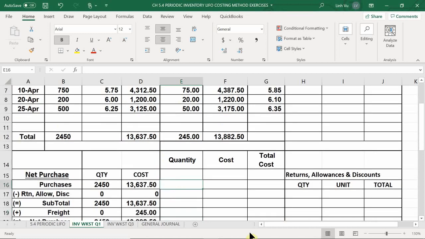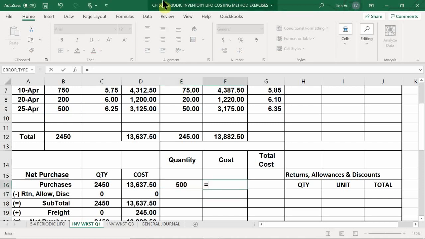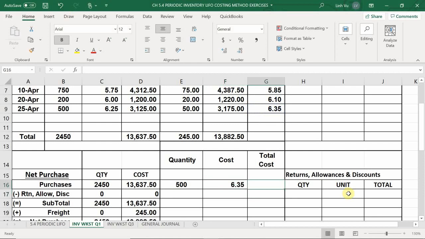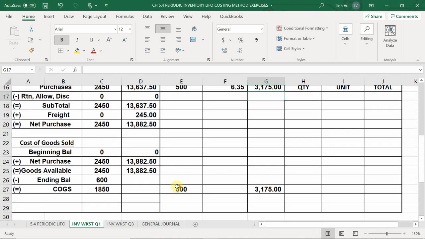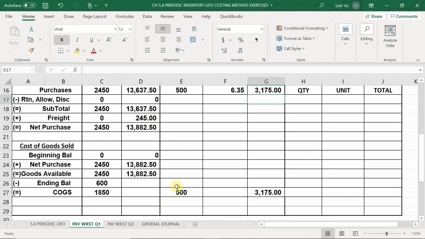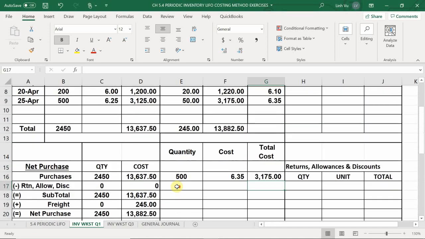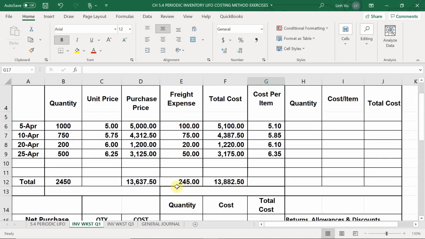So what I'm going to do here is copy the information over that I sold 500. Since I'm taking the whole entire batch, I don't need to calculate my quantity times my cost because I already know what that whole batch is going to cost me. It's going to cost me $3,175. Okay? So there goes one of my batches of inventory. From here, I sold my first 500, so I still have 1,350 left to go.